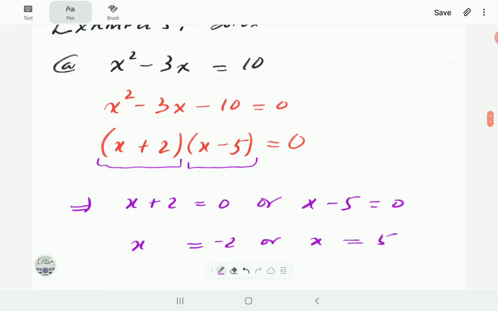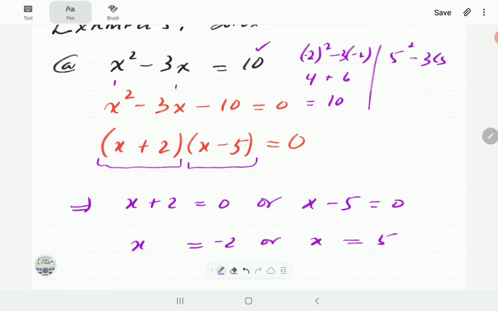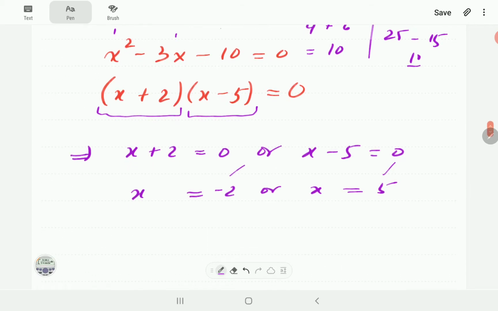All right, well, let's check. So if x is negative 2, if we plug in negative 2 here and there, we're going to have negative 2 squared minus 3 times negative 2. Negative 2 squared is 4. This is 6. So this is going to be 10. So that is correct. For the other one, if x is 5, we're going to have 5 squared minus 3 times 5. 5 squared is 25. 3 times 5 is 15. So both of them are correct straight away.